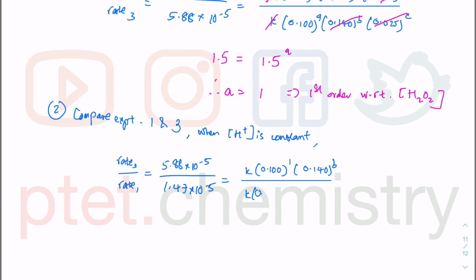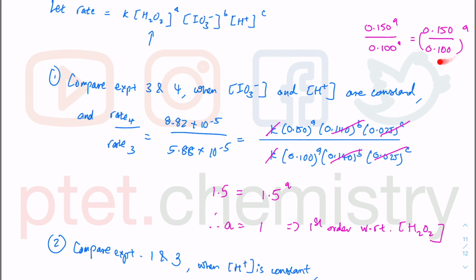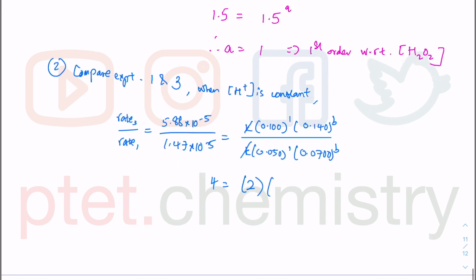This is 0.050 at the bottom to the power of 1. This is for experiment 3 over experiment 1. And then this is 0.0700 to the power of B. The constant cancel each other out, and I get 4 is equal to this divided by this, I get 2. And then I can combine these two just like I combined this thing for the power A previously. And I will get 0.14 over 0.07, which is 2 to the B. So 4 over 2 equal to 2 to the B. 2 is equal to 2 to the B. B is equal to 1. So again, it is first order with respect to whichever one we are changing.